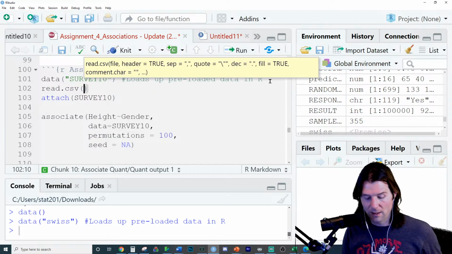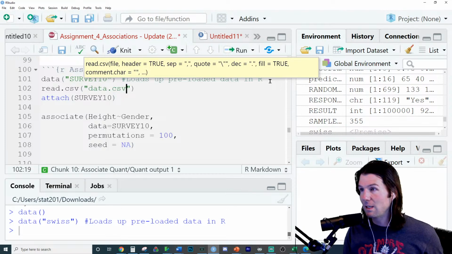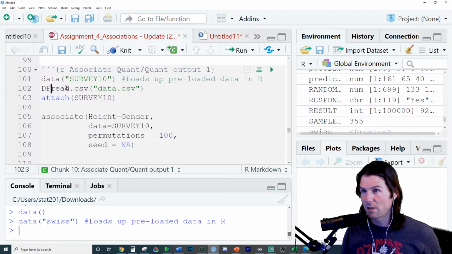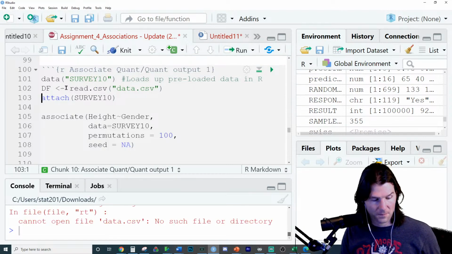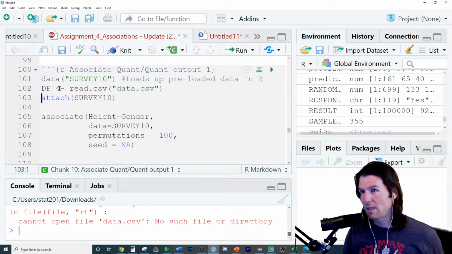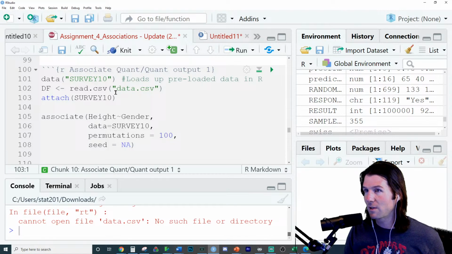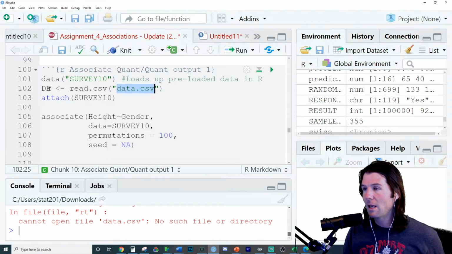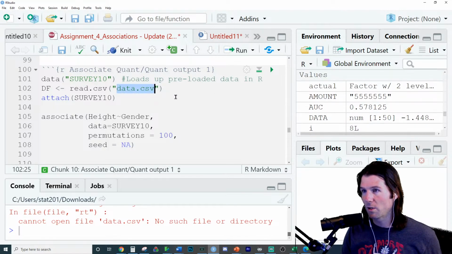So you can read in a file here, which I don't know if I have something called data, but if I did, you could load it in, and we'll just call it data frame. Do I have anything called data? Nope, I don't. But if I did, it would load it in. This would read the CSV file, whose name is data.csv, and store it to something called data frame.